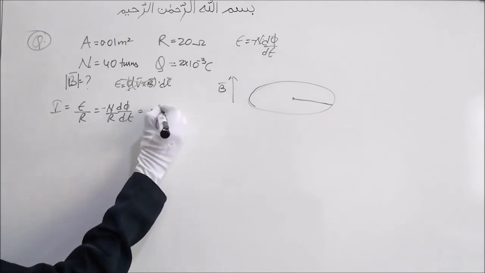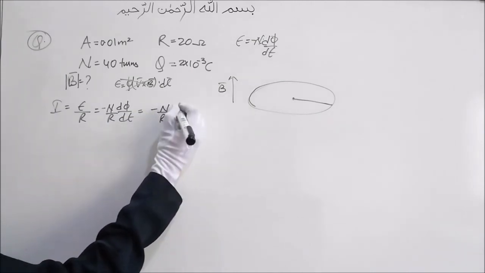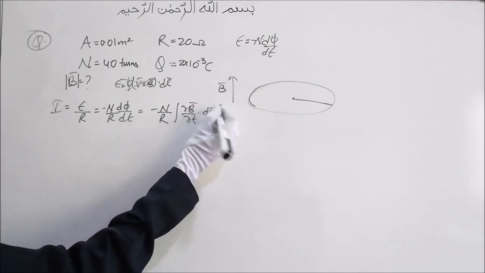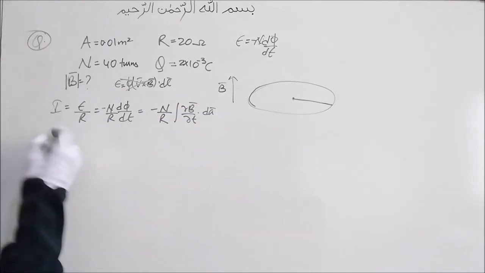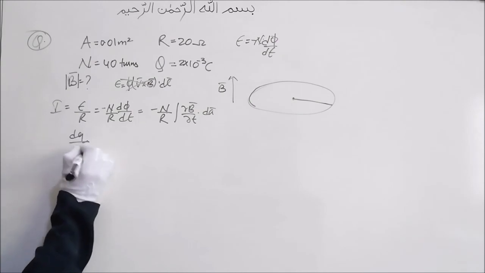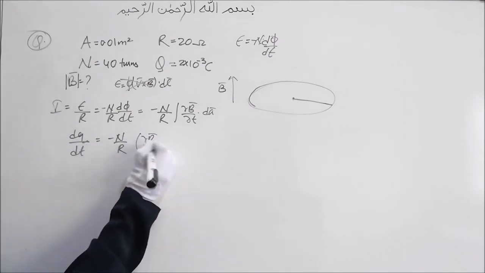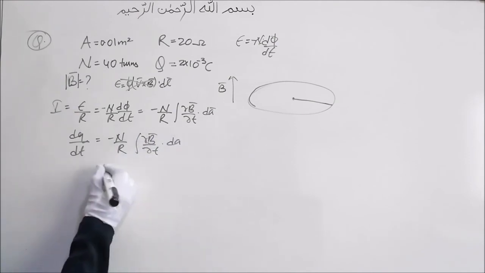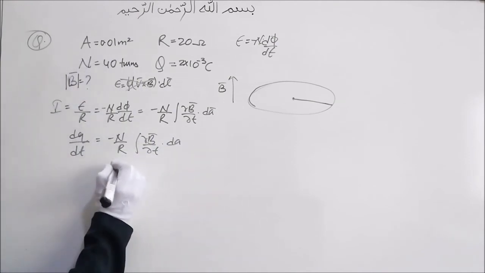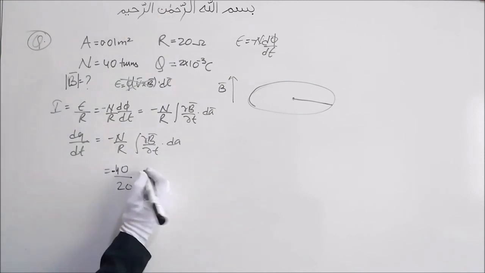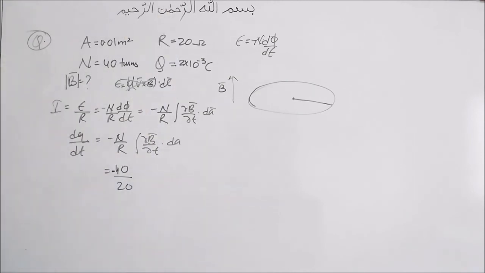That will be minus n by R integration del B bar by del T dot dA. The current I is dq by dt, so dq by dt equals minus n by R integration del B bar by del T dot dA. N is the number of turns, that is 40. Resistance R is 20. This is the minus sign. Del B means we can consider that as the change in magnetic field: final magnetic field minus initial magnetic field.